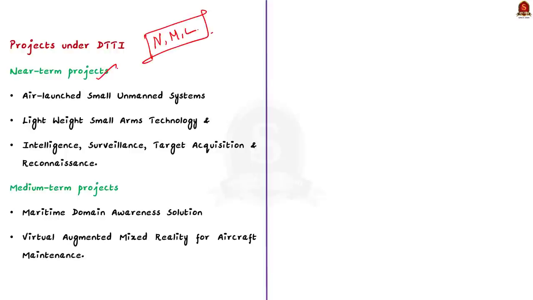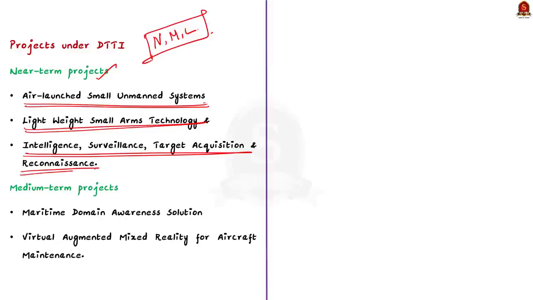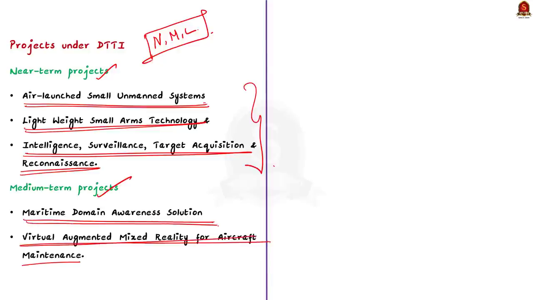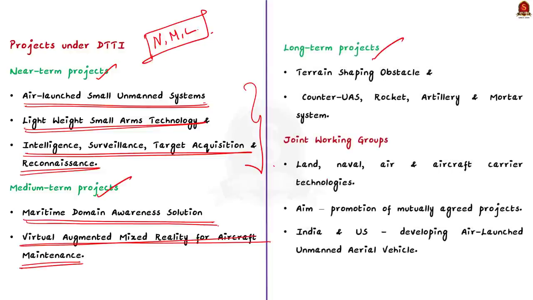Firstly, let us take the near-term projects. See, the near-term projects under DTTI include air-launched small unmanned systems, lightweight small arms technology, and intelligence, surveillance, target acquisition, and reconnaissance. So, these are all the near-term projects. Now, talking about the medium-term projects, it includes maritime domain awareness solution, and virtual augmented mixed reality for aircraft maintenance. And finally, there are the long-term projects. It includes terrain shaping obstacle and the counter-UAS rocket, artillery and mortar systems. So, these are all the projects under DTTI.